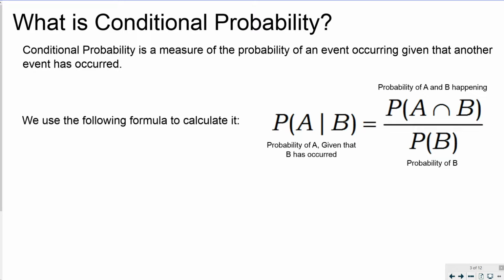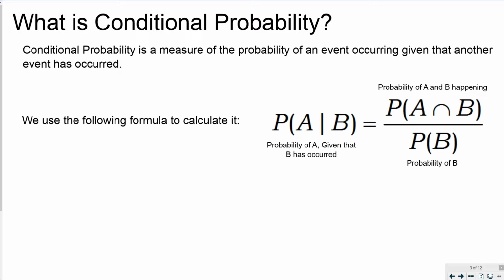Let's go over what conditional probability is. Conditional probability is a measure of the probability of an event occurring given that another event has already occurred. We use the following formula to calculate it. P of A given B, with a bar in between the A and the B, is pronounced probability of A given B. It's A given that B has already occurred.